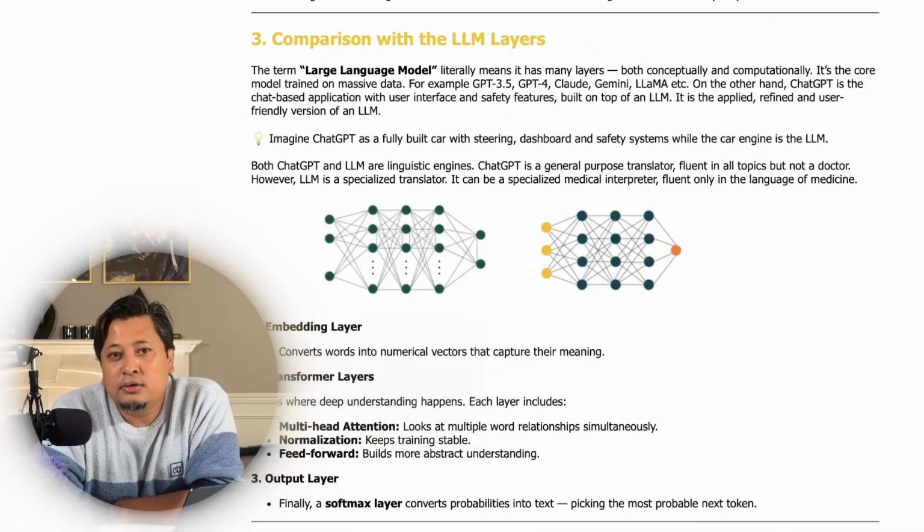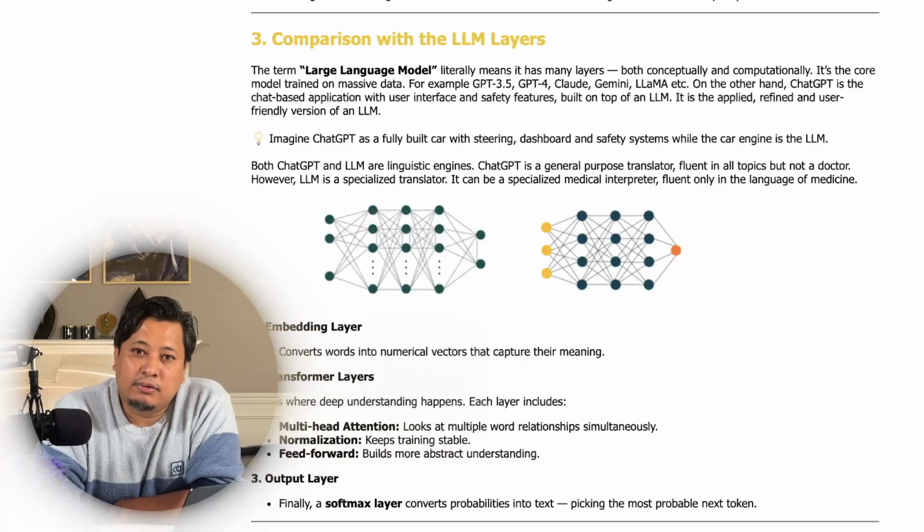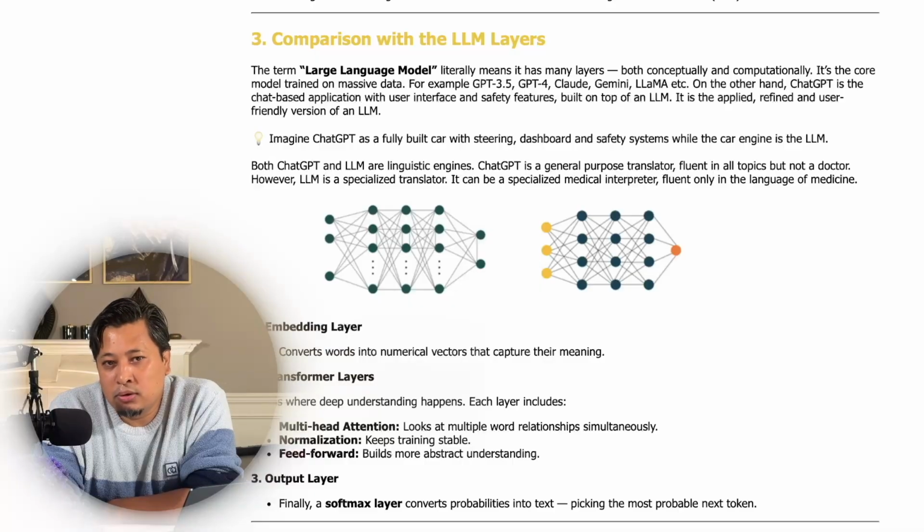The third topic is ChatGPT versus large language model. Under this, we will explore the similarities and differences between ChatGPT and large language models. Large language models literally mean many layers, both conceptually and computationally. It is the core of the model that is trained with a vast amount of data. To add further, ChatGPT is the chat-based application with a user-friendly interface and safety features built on top of the large language model. We can consider ChatGPT as the applied, refined, and user-friendly version of a large language model.